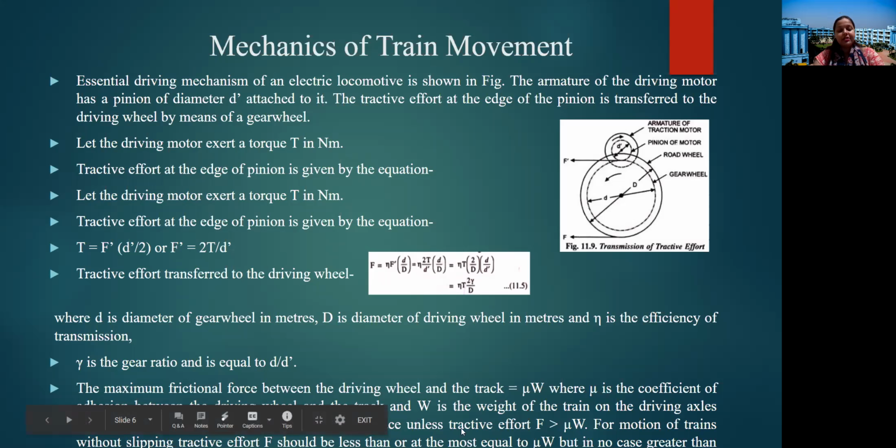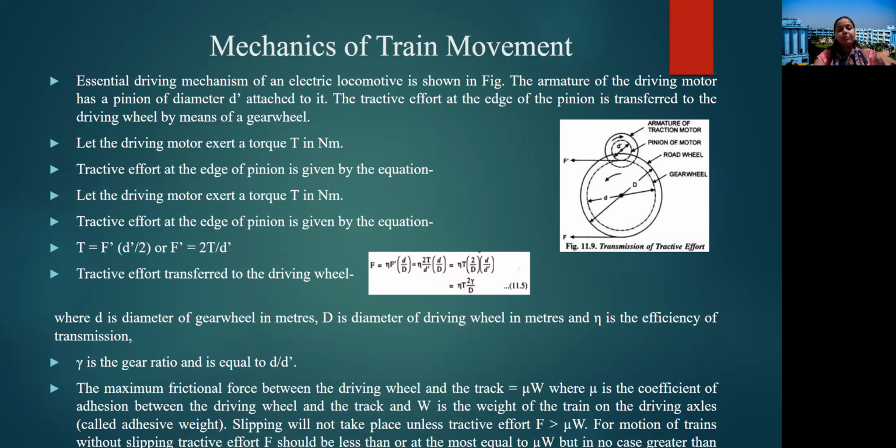So the maximum frictional force between the driving wheel and the track is denoted by mu W, where mu is the coefficient of adhesion between the driving wheel and the track, and W is the weight of the train on the driving axle. Slipping will not take place unless tractive effort F is greater than mu W. For motion of train without slipping, tractive effort should be less than or at most equal to mu W, but in no case greater than it.